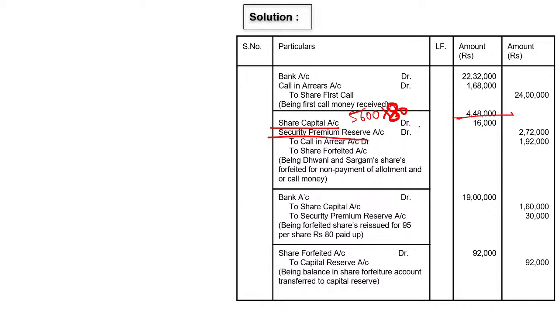Then securities premium reserve on 1600 shares of Dhwani, we are not receiving premium of 10 rupees. Then calls in arrear, they have done the total of allotment and first call. So out of this, 1,68,000 is of first call and how much? 24,000 is of allotment. So the total will be 2,72,000. 1,68,000 plus 24,000.